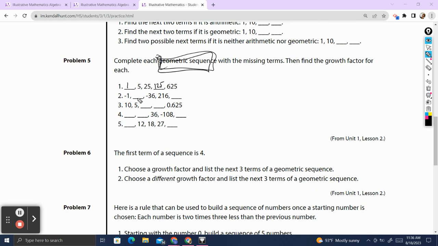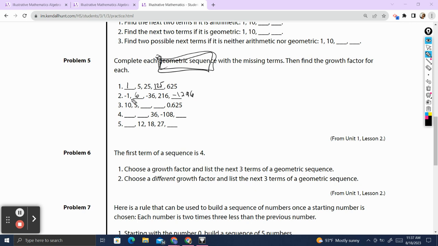Negative 1 to something to negative 36 to 216. I believe that we are multiplying by negative 6. So negative 1 times negative 6 is positive 6, times negative 6 is going to be negative 36, times negative 6 is going to be 216, times negative 6 is going to be negative 1296.